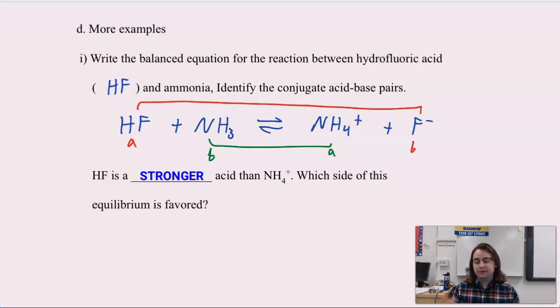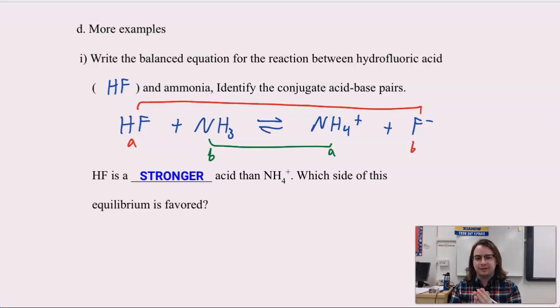Now, how do we know this reaction goes one way or the other? Let me rephrase what I'm saying. We have two acids in solution right now, right? We have HF as an acid, and we have NH4 plus as an acid. So how do we know which one's stronger or weaker? Well, we know that HF is a weak acid, but it is a stronger acid than NH4 plus. So how can we figure out which side of this equation is going to be happening more often?